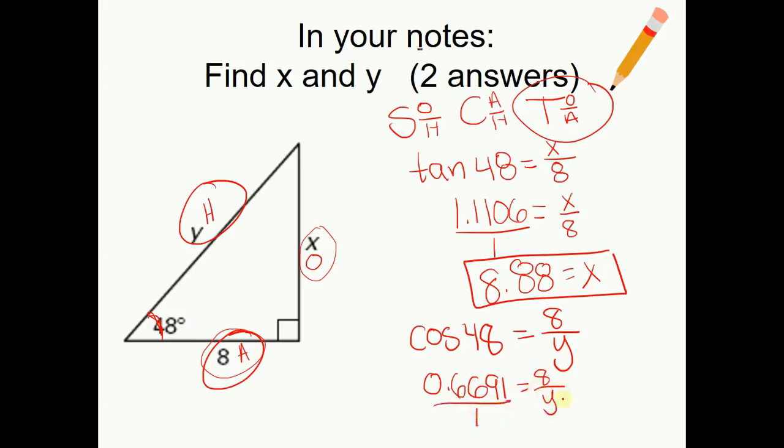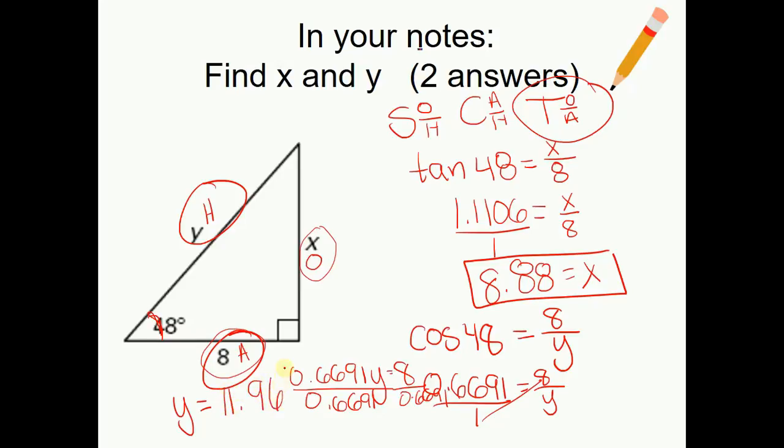Do some cross multiplying here. I'm going to move over to the side. 0.6691 y equals 8. Looks like I have to divide to get y alone this time. So I get 8 divided by 0.6691. So I get for our measurement for y, y equals 11.96.